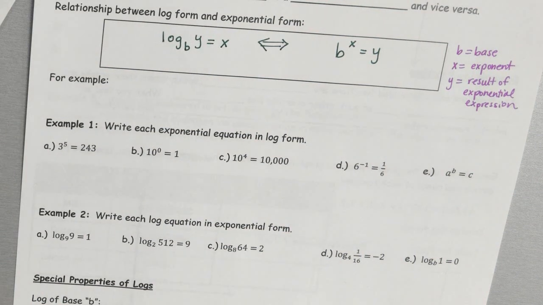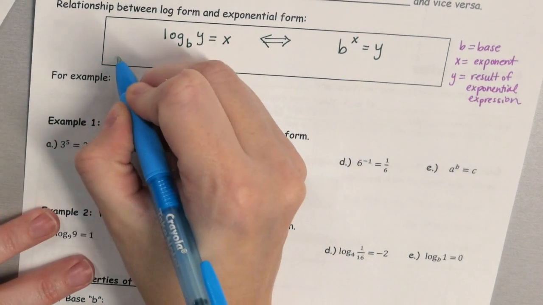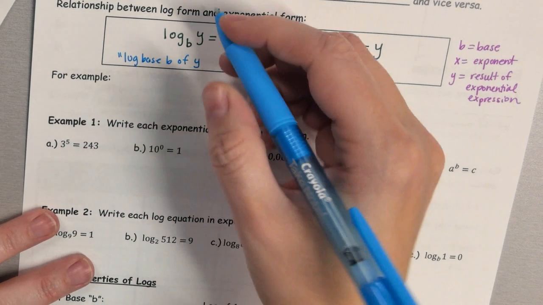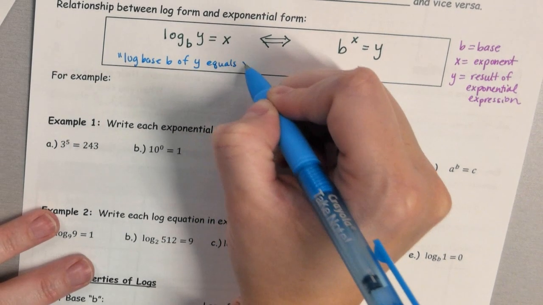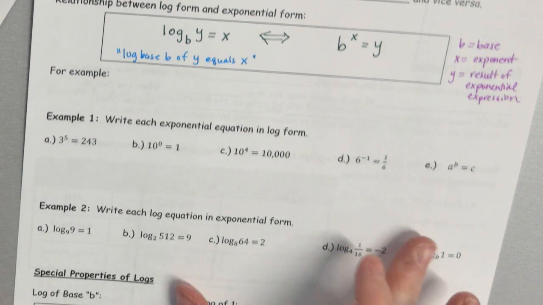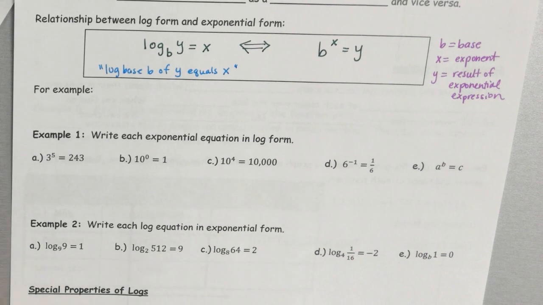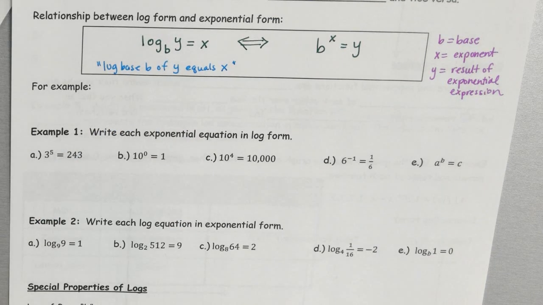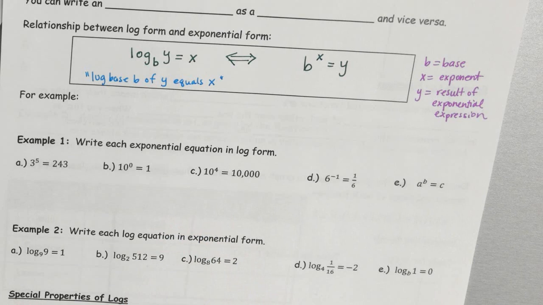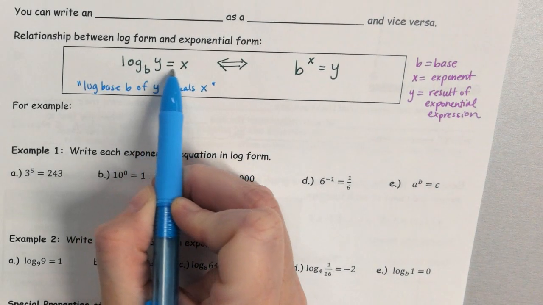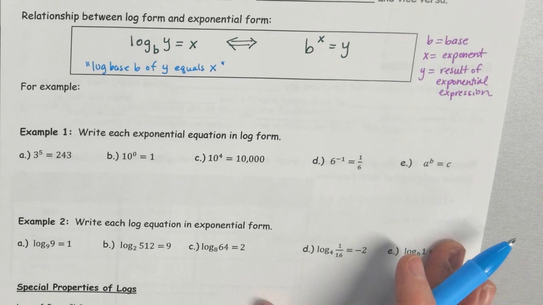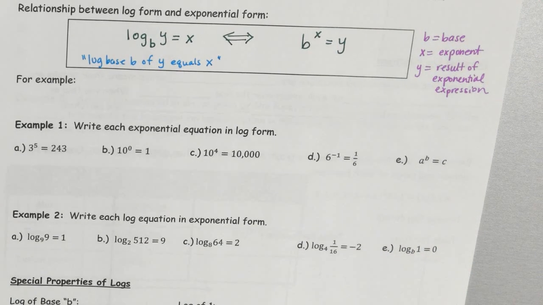And you may have already noticed how to say this. You've heard me say this. The way that we say this is log base b of y equals x. Okay, so when we do something new, we want to make sure we're saying it correctly. So the way that you would say this is log base b of y equals x. Okay, and when you're writing this, the log and the y and the x are all on the same line. And we'll practice writing it out. So the way that you write that is going to be important.